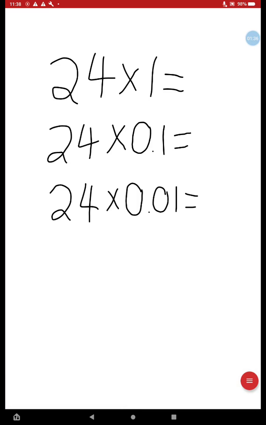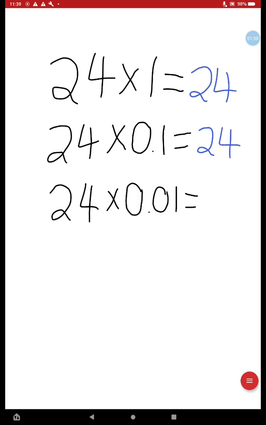24 times 1 gets you 24. All right, now when I multiply by decimals, the first thing I'm going to do is ignore the decimal, and I won't worry about it until I write my final answer. So again, tell me, what's 24 times 1? Well, it's still 24, isn't it?